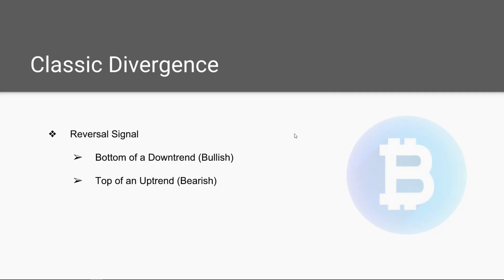First, we're going to start with classic divergence. Classic divergence is a reversal signal, meaning at the bottom of a downtrend, if you see a bullish divergence, it's a bullish move. At the top of an uptrend, you'll see bearish divergence, meaning a bearish move. So the opposite, basically. If you've been moving up and you're up 20% and you see bearish divergence, that's going to be your reversal signal, right? And same thing with the bottom of a downtrend.